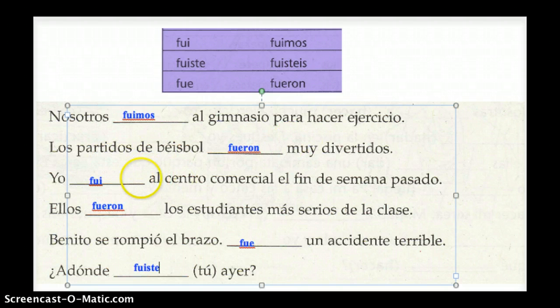This one has al, so that would be ir again. They were the most serious students in the class, so serious is a description, so that would be ser. It was a terrible accident. Again, I'm describing the accident as terrible, so that's a description, so that would be ser. And this one, tricky, but right here, a dónde, that's your clue. That's the a that you're looking for. And that's it for this one.